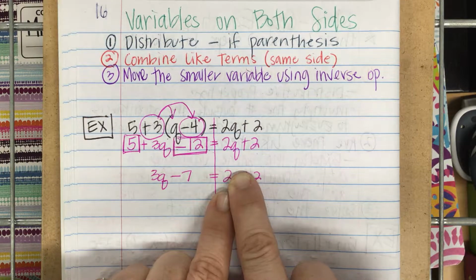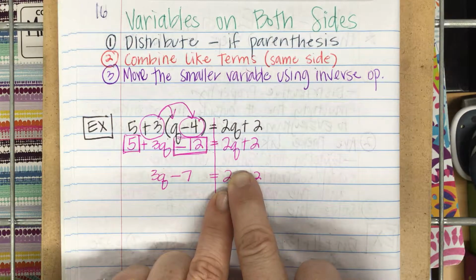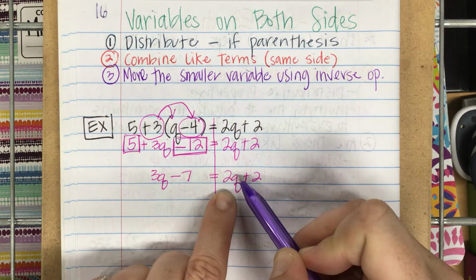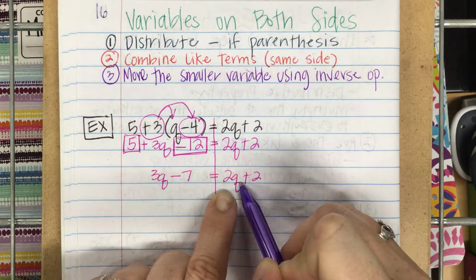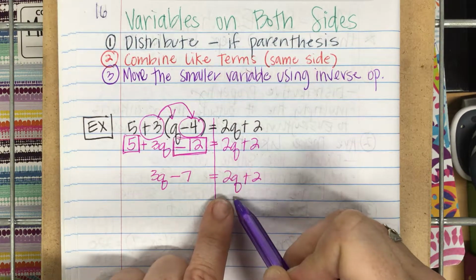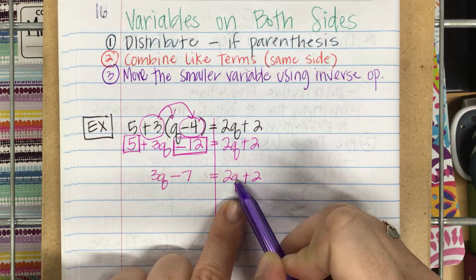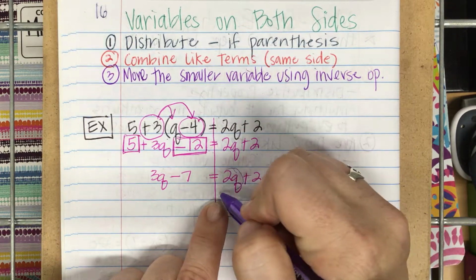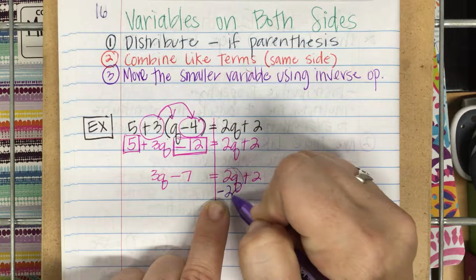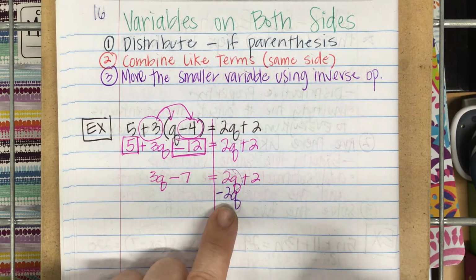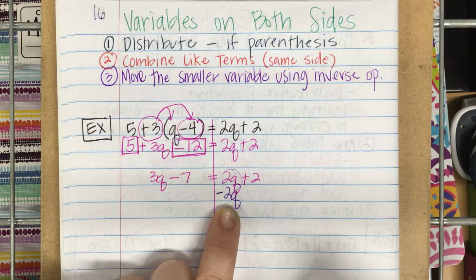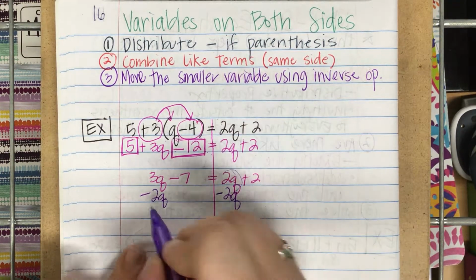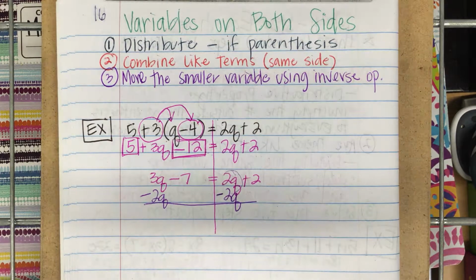I would subtract it, right? I'm moving the whole thing. I'm not just moving the 2, I'm moving the 2q. It all goes together. If I divide by 2, does the q move? No. I have to move the whole thing. So I'm going to subtract 2q from this side, and I'm going to subtract 2q from this side.